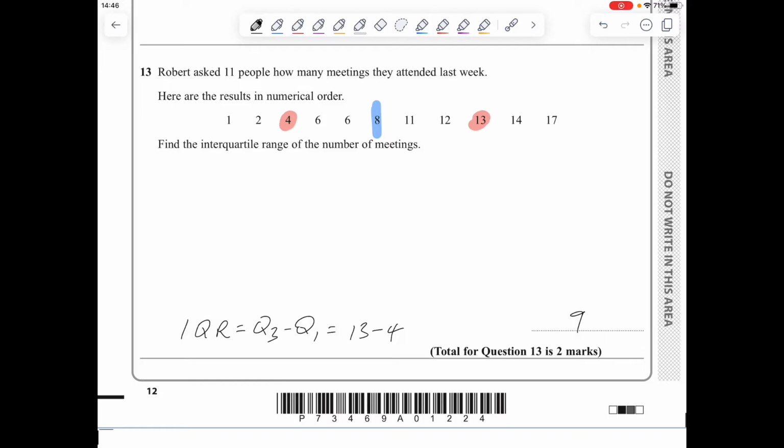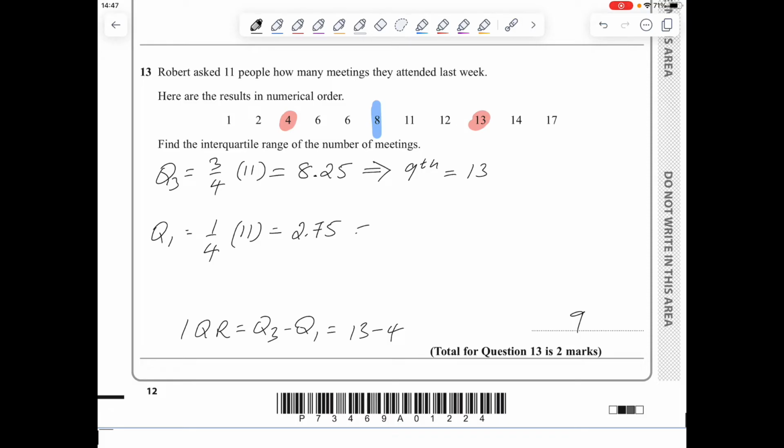Now, if you want a more algebraic or calculation method, then Q3 is equal to 3/4 of n, which is 11. I have 11 observations. This is 8.25, which means I'm going to take the 9th observation, and the 9th observation is 13. Q1, find a quarter of n, a quarter of 11. This is equal to 2.75. Always round up. Take the 3rd observation, which is 4, and then again 13 minus 4 gives you 9.